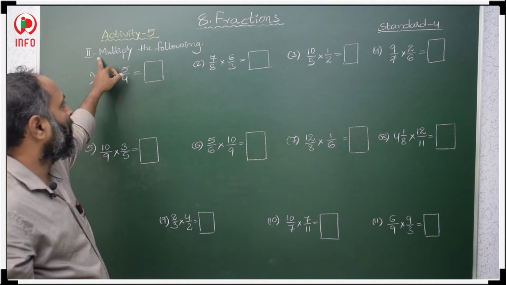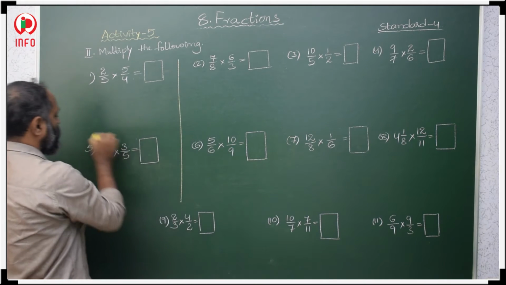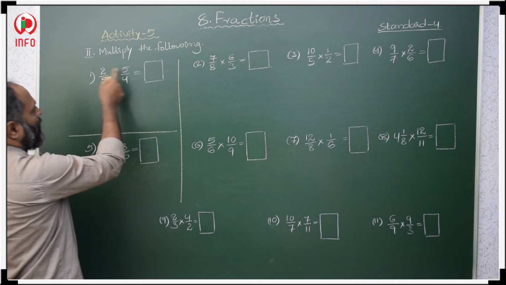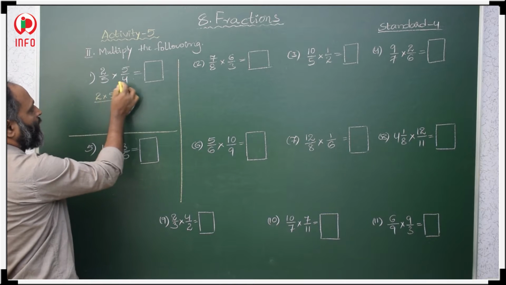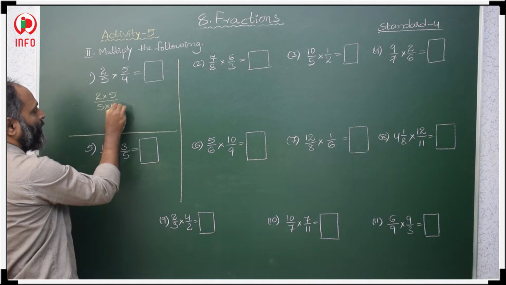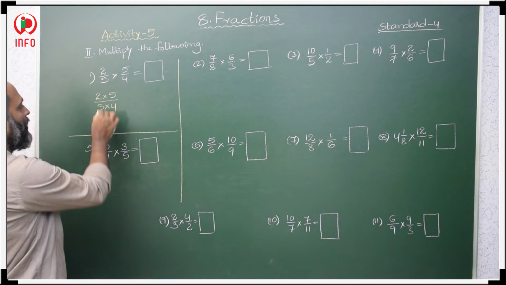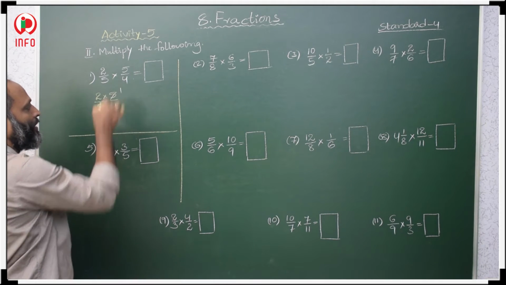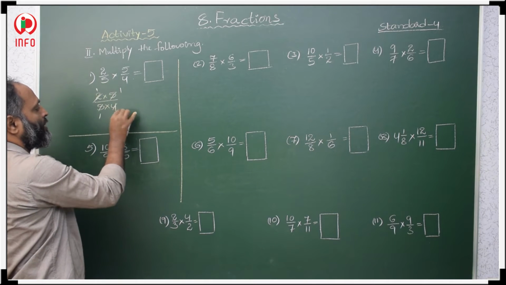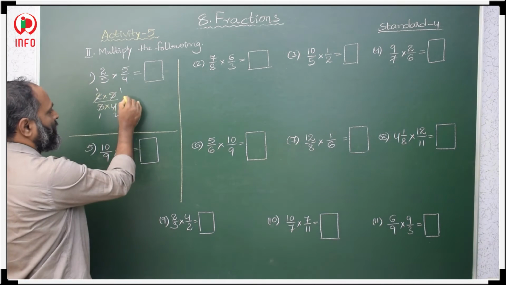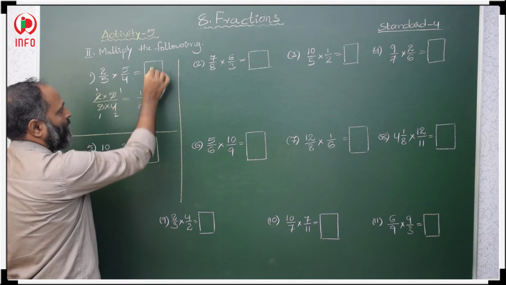Now the second one, multiply the following. Before we discuss how to multiply, numerator with numerator, 2 into 5, 5 into 4 denominator with denominator. So 5 with 4, 5 ones are 5, 5 ones are 5, they cancel. Then 2 ones are 2, 2 twos are 4. Then what is there in the numerator? 1 ones are 1, 1 twos are 2, 1 by 2.